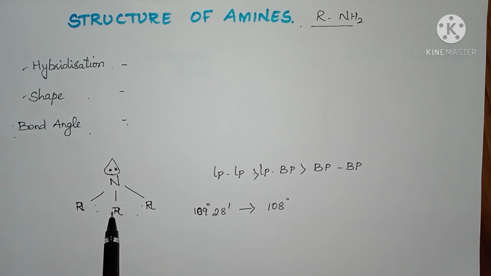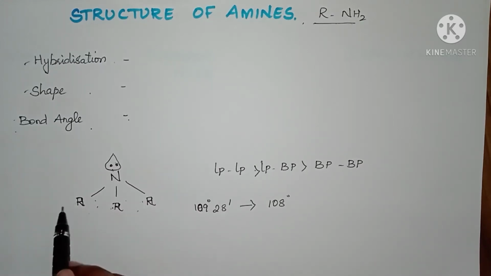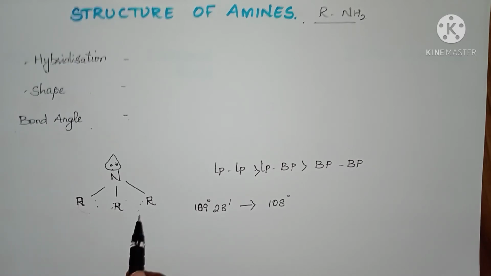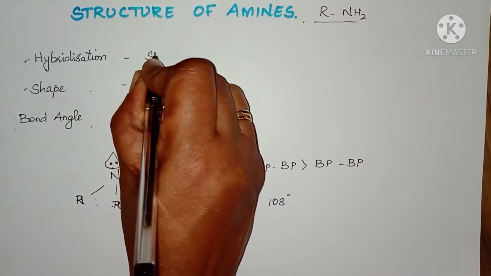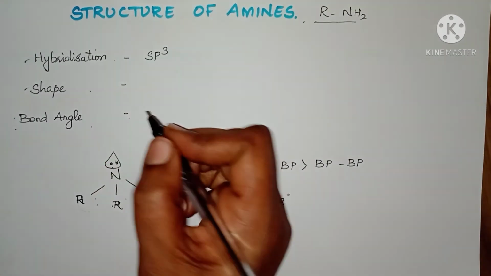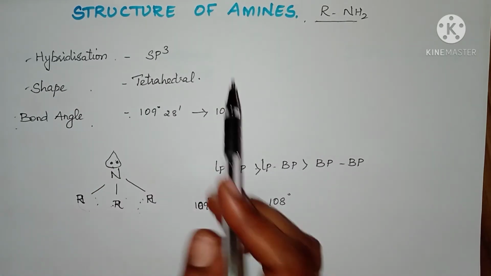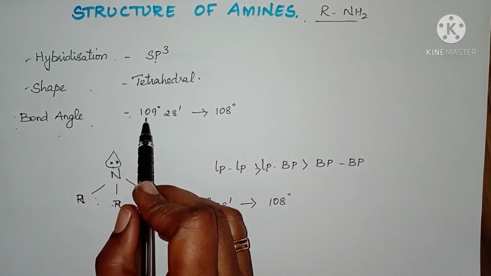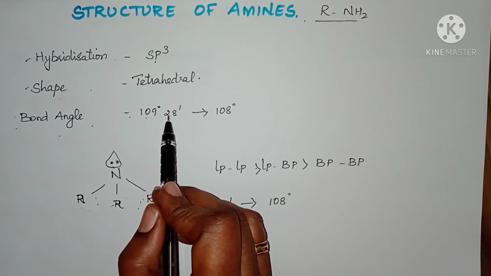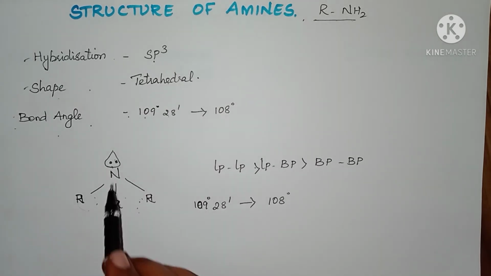This takes place in the case of triethylamine, okay, amine or whatever. These are all bulkier groups, so due to steric repulsion, an increase in the bond angle takes place. Now, what is the hybridization? The hybridization of amines is sp3, and the shape is tetrahedral. Bond angle is 109 degree 28 minutes, reduced to 108 because of the distortion from lone pair to bond pair.